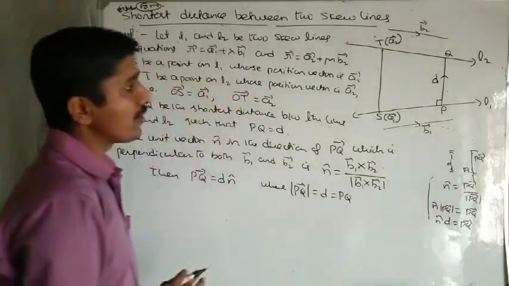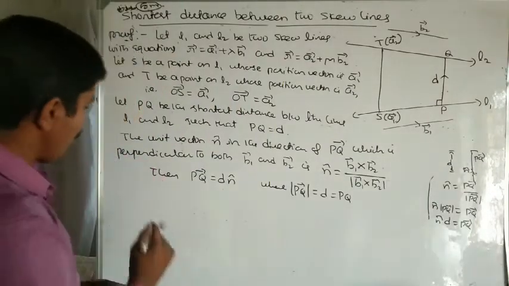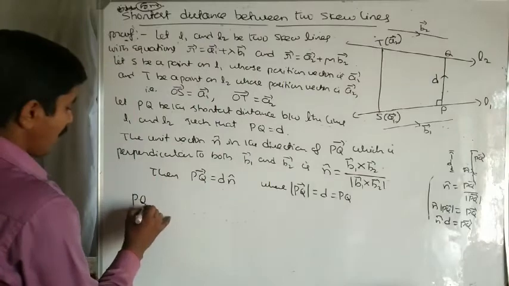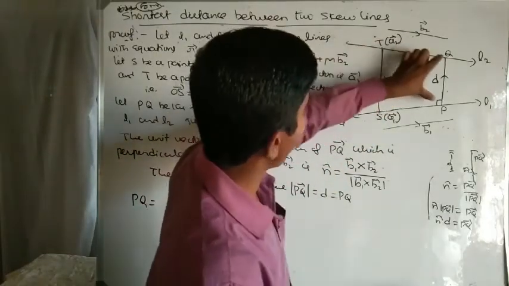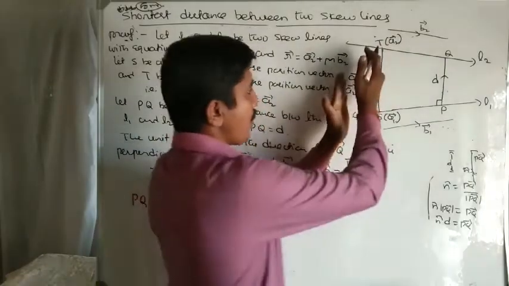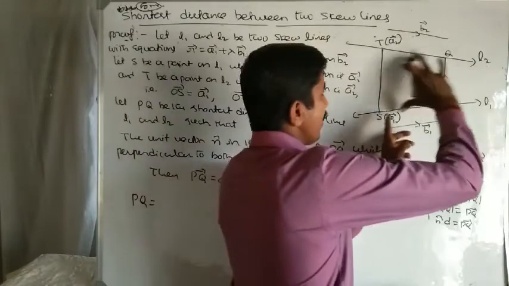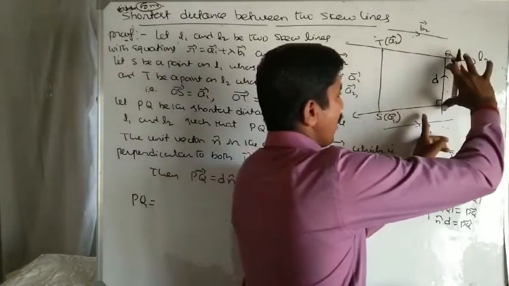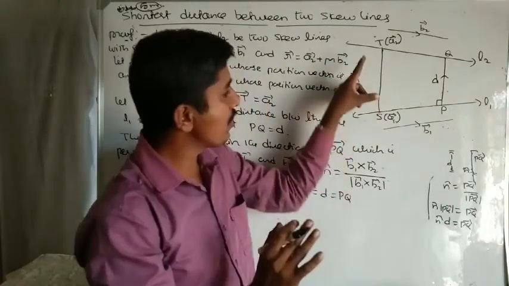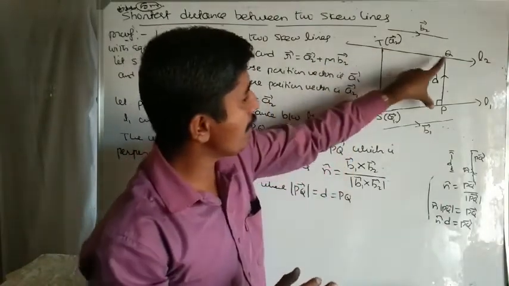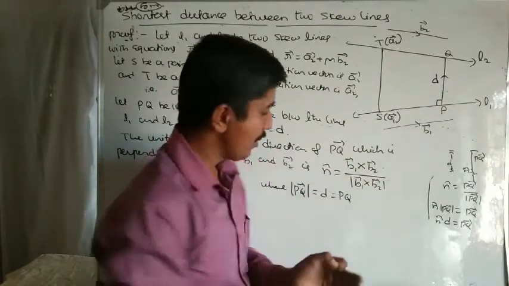Now I am taking one formula. Here PQ is nothing but the projection of vector ST along vector PQ. This distance is nothing but the projection, the shadow of ST along PQ. We have one formula, and I will give that formula.